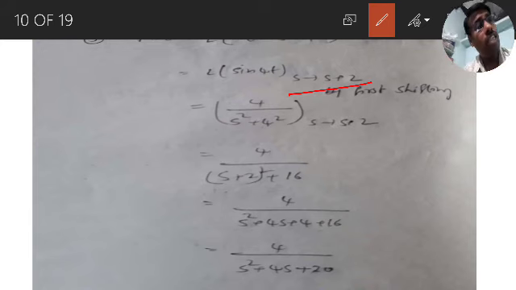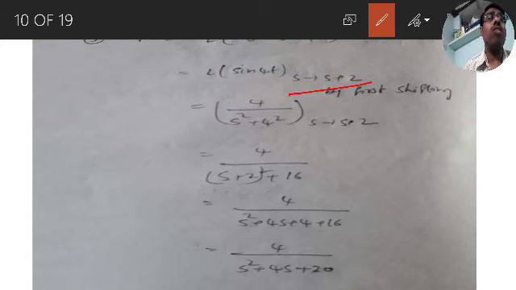L of sin at, L of sinh at. Sin at means a by s square plus a square. Sinh at means a by s square minus a square. That is plus in the denominator and minus in the denominator. That's the only difference between L of sin at and L of sinh at. So if you repeatedly read the standard formulas, automatically you can remember them like this, guys. So L of sin at is a by s square plus a square.